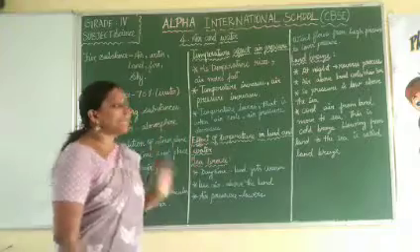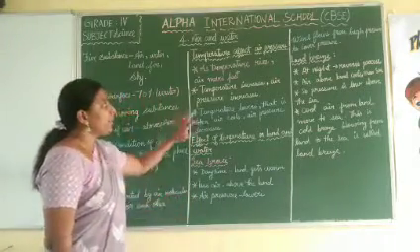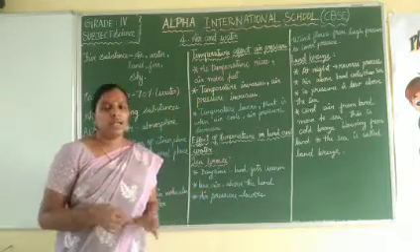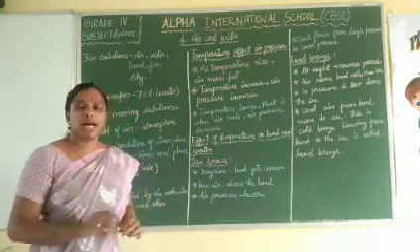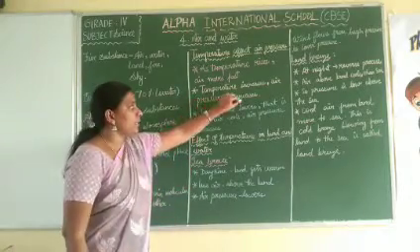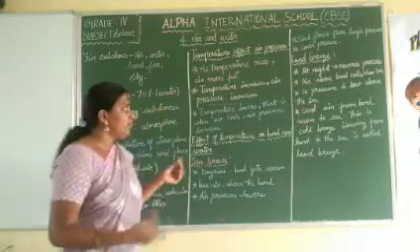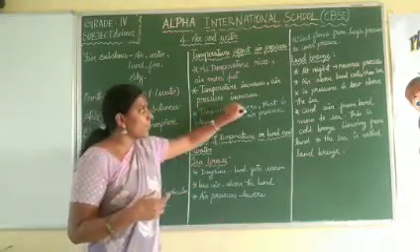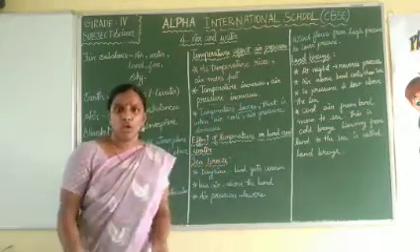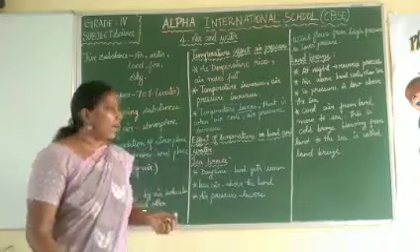Now we will see how temperature affects air pressure. If the temperature rises, the air molecules move faster. So if the temperature is high, then the pressure increases. If the temperature is low, the air pressure will also be low. If the temperature is high, the air pressure will also be high.